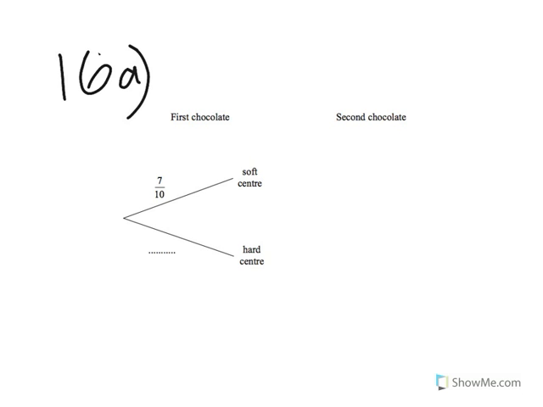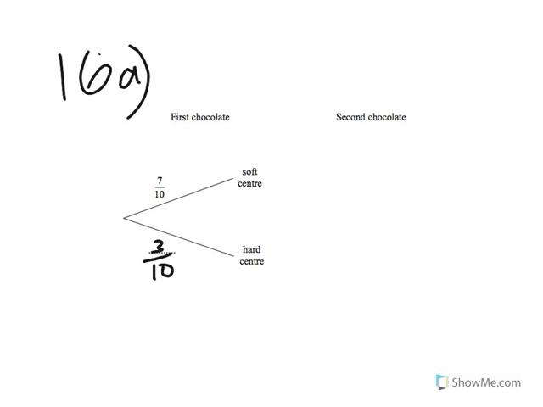There are 10 chocolates in a box, and 7 of the chocolates have soft centers and 3 of the chocolates have hard centers. Meaning the probability of, out of the 10 chocolates, 7 out of 10 will have soft centers, and the probability of getting a hard chocolate is 3 out of 10. So first of all, they're asking you in 16a to complete the probability tree diagram. So let's just fill in this part, because we already know it.